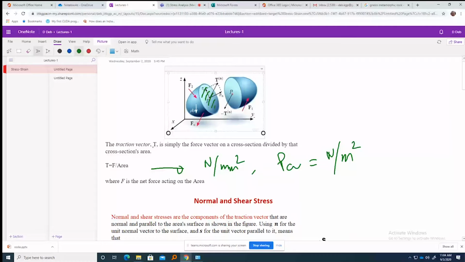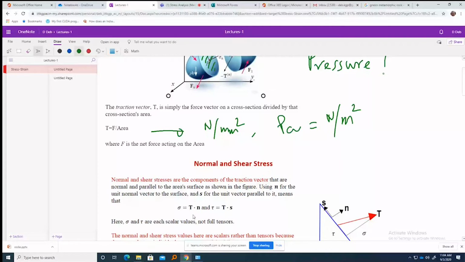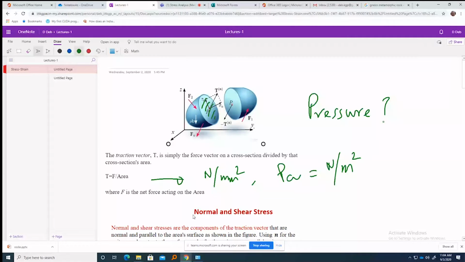Now, can anybody tell me what is pressure? How do we define pressure? Force applied per unit area. Is this the same as traction then? Is it the same thing? So what is the difference between pressure and traction? In the case of pressure, the force applied is perpendicular to the area. Correct. And mostly pressure is used with fluid.